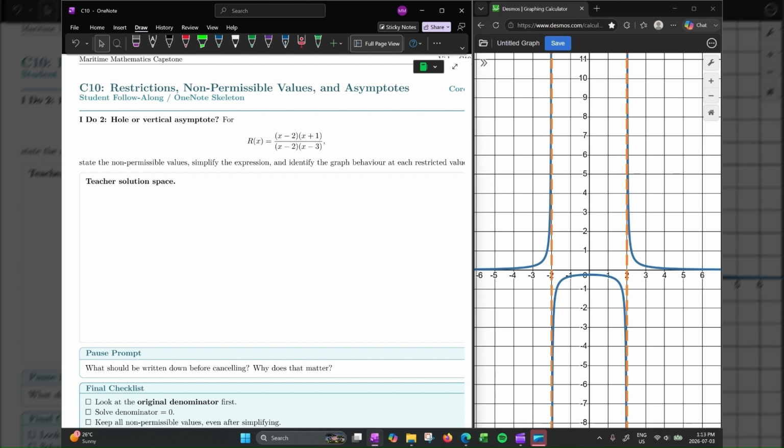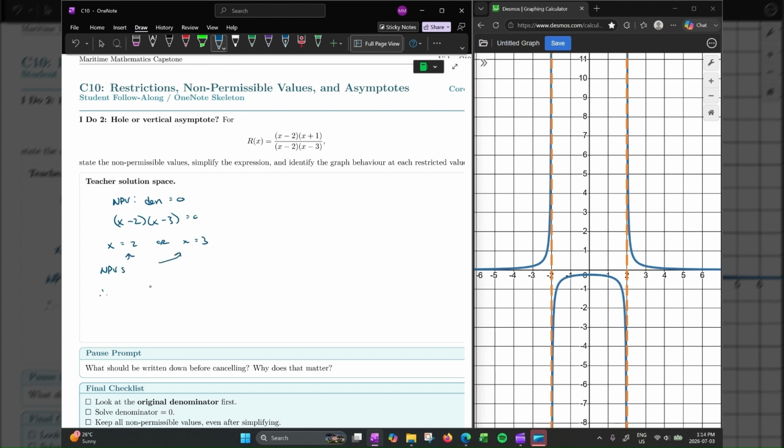Okay, as I go at this question, right away, this is already factored for me, which is nice. So I know my non-permissible values. My non-permissible values are going to be anywhere the denominator equals 0. So this is (x minus 2)(x minus 3) equals 0. I can see that's going to happen when x is 2 or x is 3. So those are the non-permissible values, x equals 2, x equals 3.